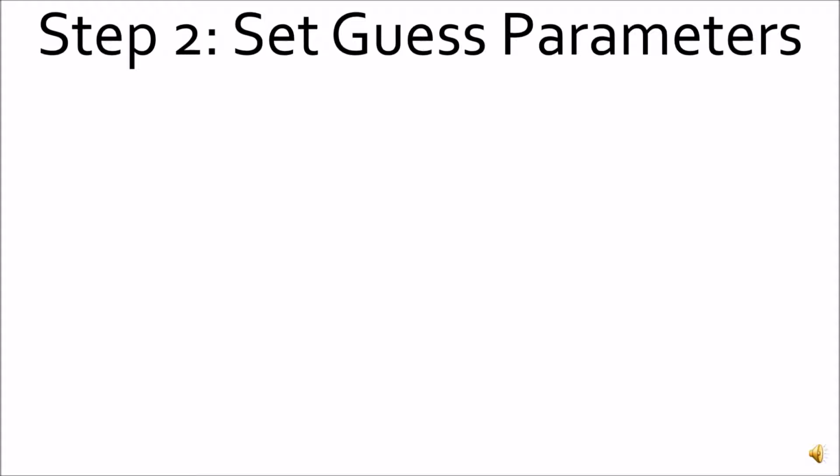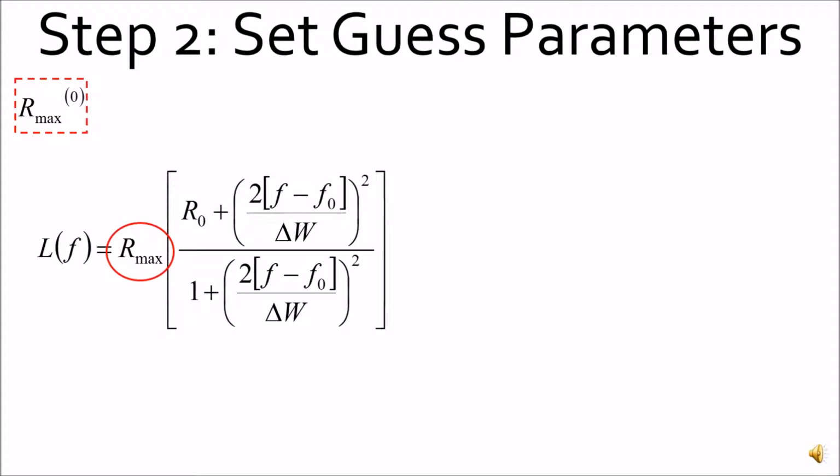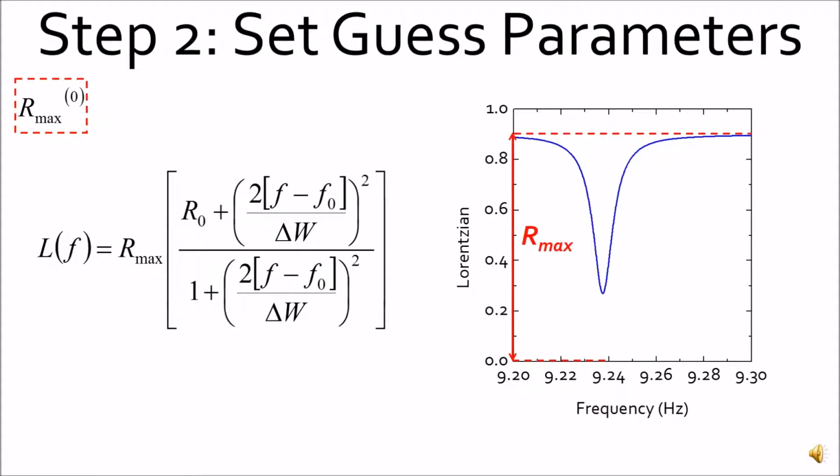And you do need a reasonable starting value, otherwise the algorithm will not converge. So I'm just giving you an example of how you do this here. So in our case, we have our max. This is our first parameter. So let's look at the data. Sorry, this isn't the data. This is a calculated value of the Lorentzian.